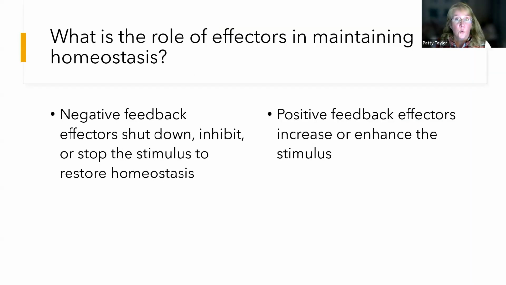So let's talk about the roles of effectors in maintaining homeostasis. There's two kinds, negative and positive feedback. Let's work through an example of negative feedback first.